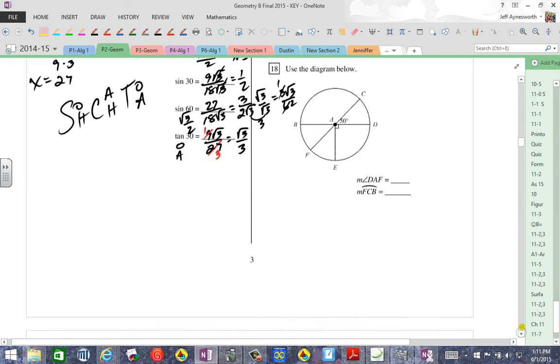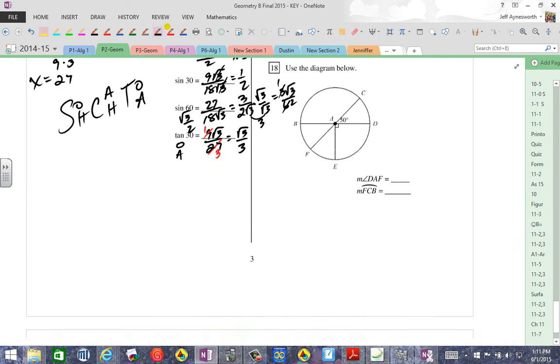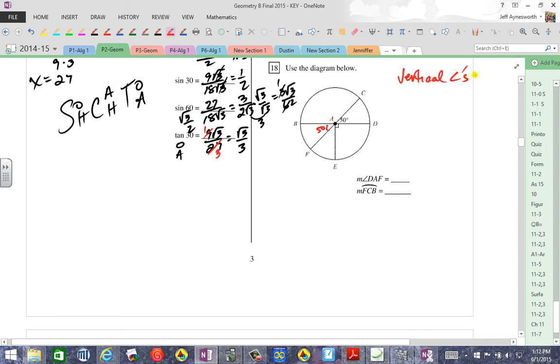Okay, number 18. Moving along here. So what do we have? We're going to have to make some assumptions here. We're going to assume that these are actually diameters, like BD here and CF. Otherwise, you wouldn't be able to solve it. So we have to assume that B, A, and D are collinear, and F, A, and C are collinear in order to solve this. So I see vertical angles here. Vertical angles are congruent. You guys should know that. So if that's 50, that's 50.